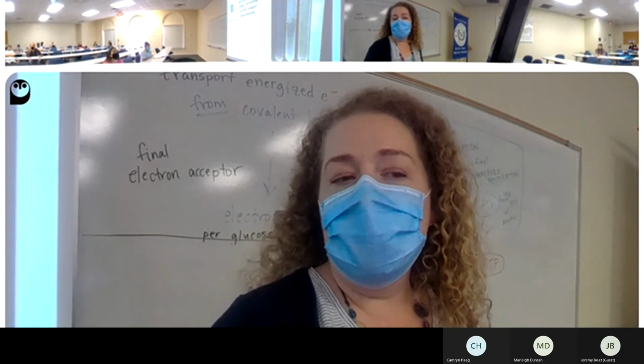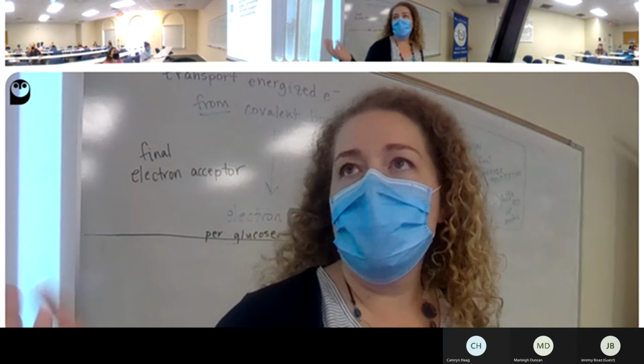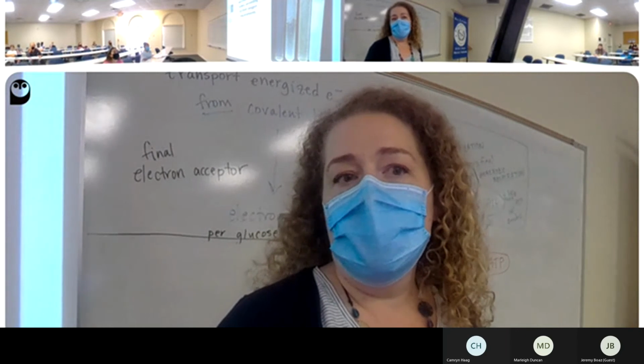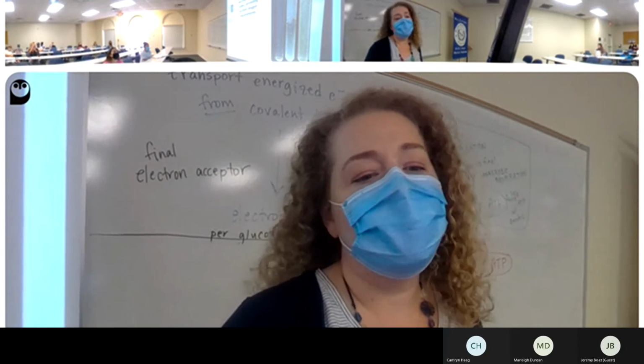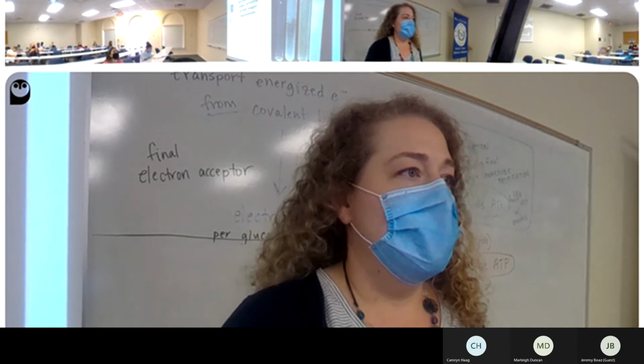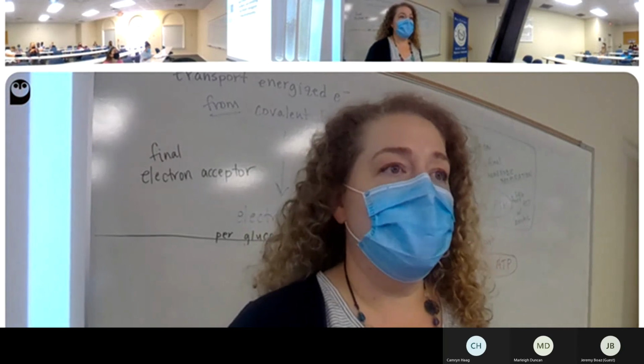The obligate aerobe has to have oxygen, and there's no other option for it. So if it gets too far from oxygen, dead. It has to have oxygen to make any ATP.